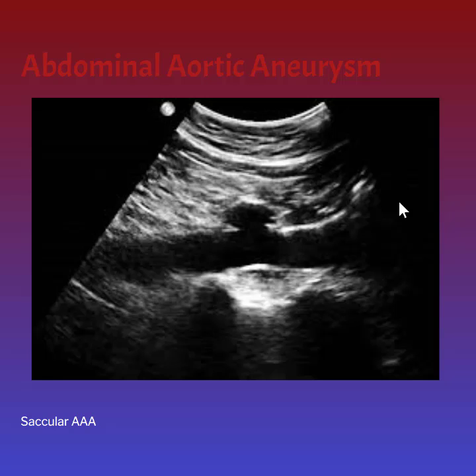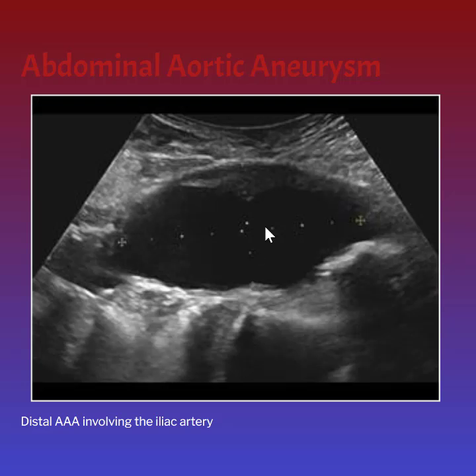Here's an example of a saccular aneurysm. We can see that there is this outpouching on the anterior wall. It's also a good idea to include the length of the aneurysm, so we want to measure from proximal to distal and in the AP, and we would also get a width measurement on this. This aneurysm happens to include both the distal portion of the aorta and it extends into the iliac area.